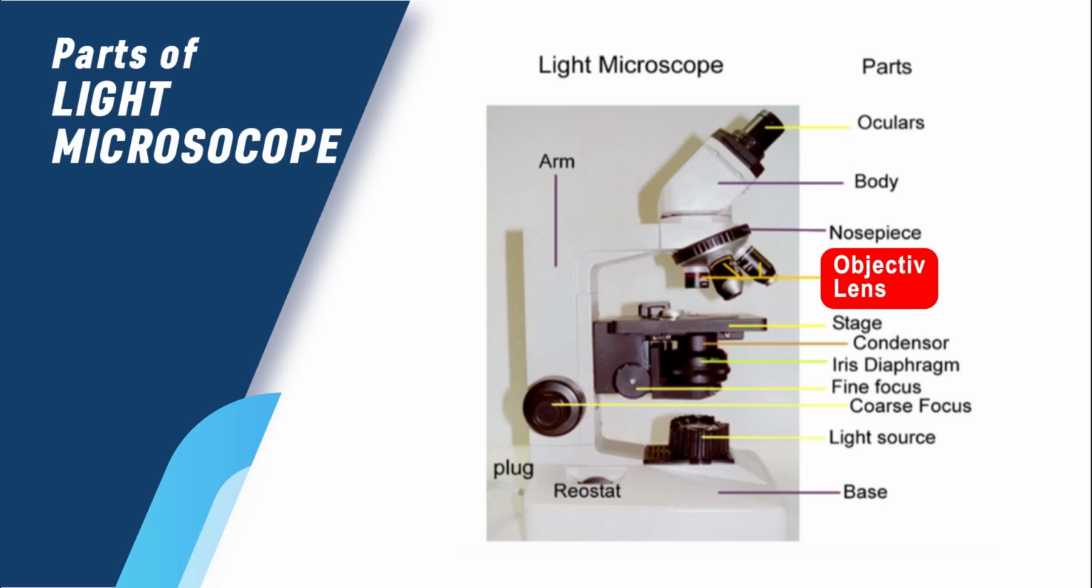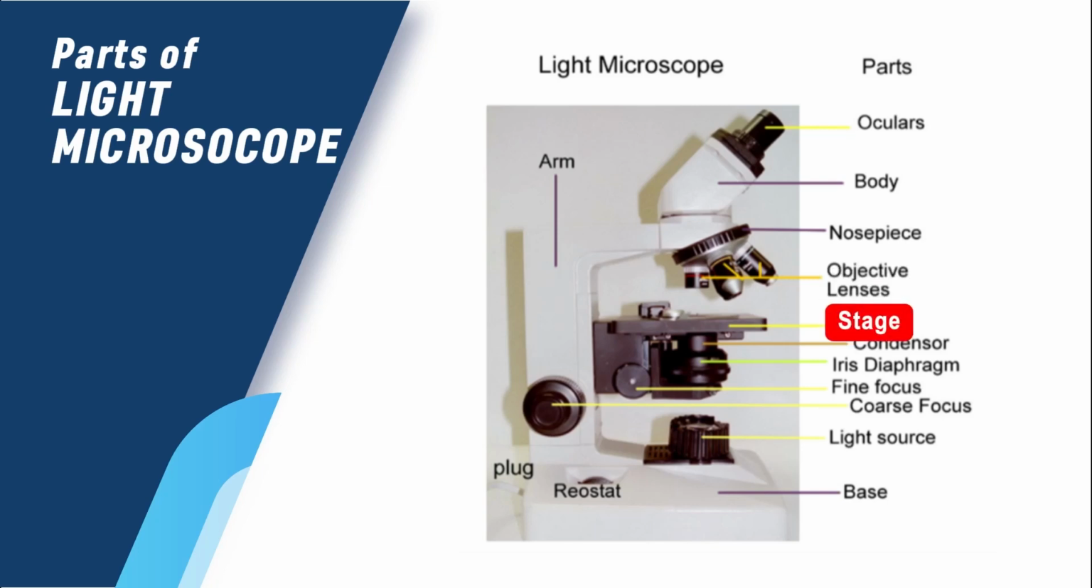They gather and magnify the light that passes through the sample, creating an enlarged image. Microscopes usually have multiple objective lenses with different magnification powers, such as 4x, 10x, 40x, and 100x. They are typically mounted on a rotating turret, allowing the user to switch between objectives easily.